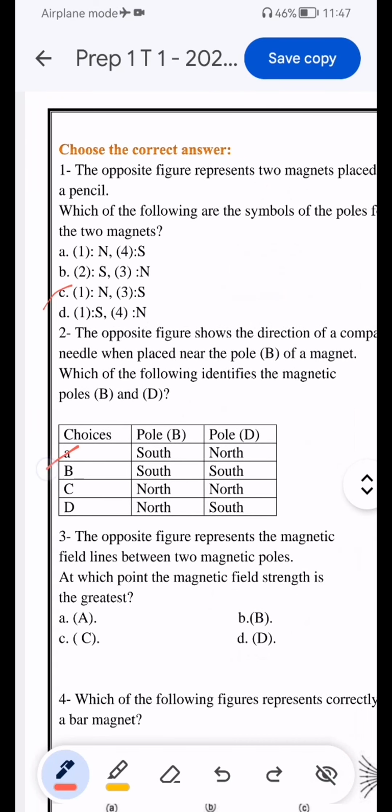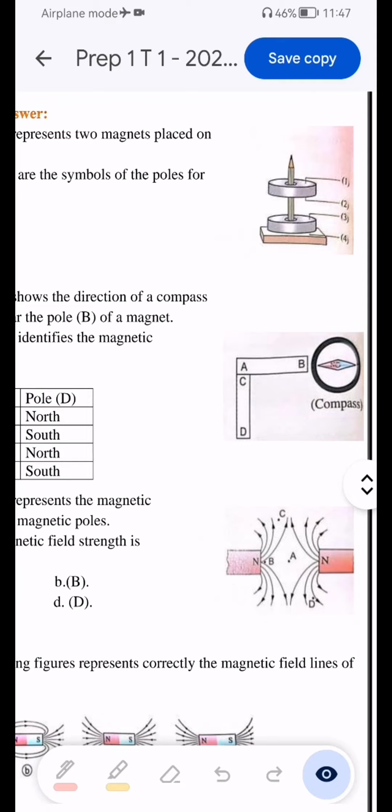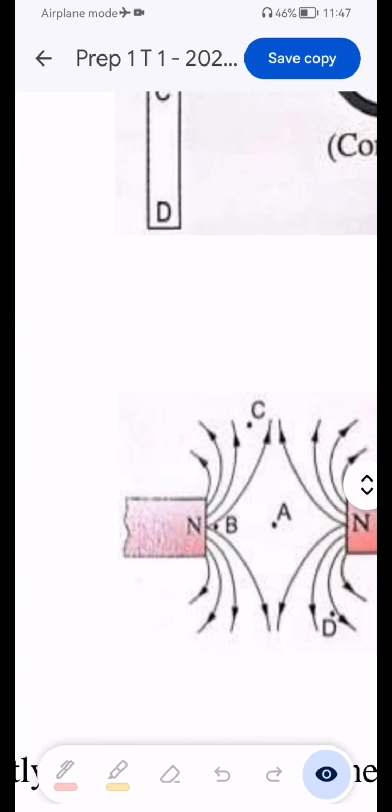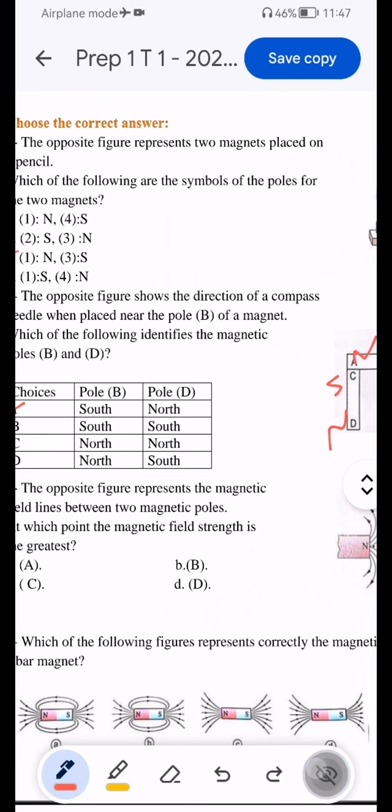Letter A. Number 3, the opposite figure represents the magnetic field lines between two magnetic poles. At which point is the magnetic field strength greatest? We said the magnetic field strength increases at what? At the poles. So we will choose point B. Look at this, it's close to the poles. B.